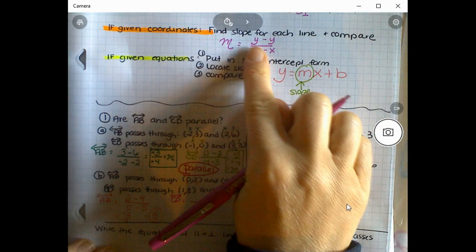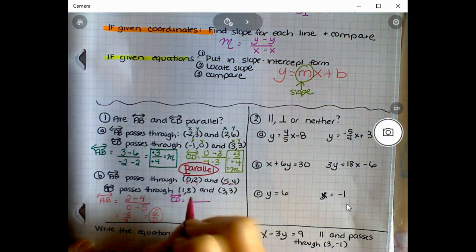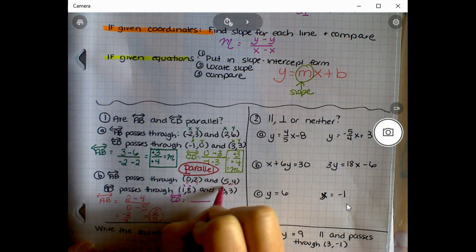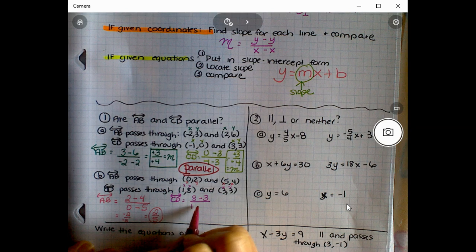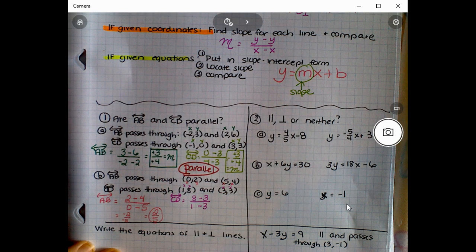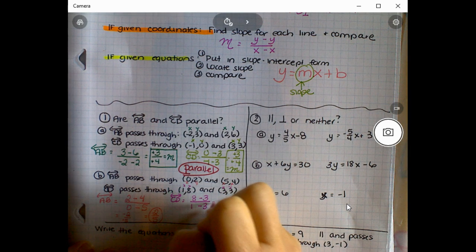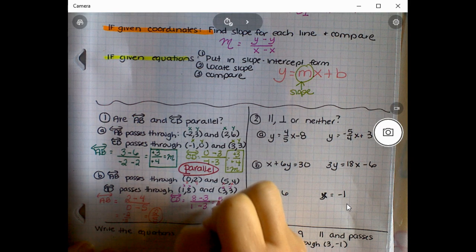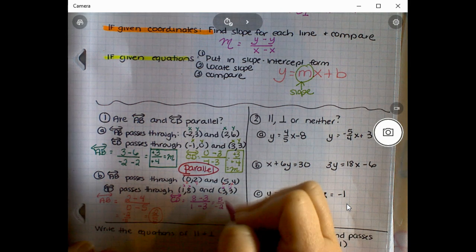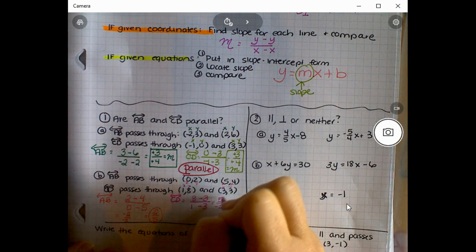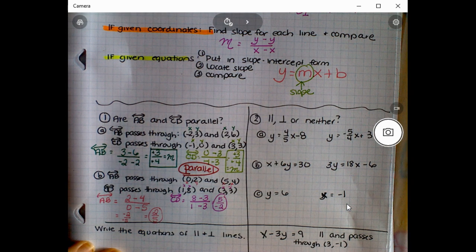Same formula, y minus y over x minus x. X, y, x, y. Y minus y over x minus x. Okay? 8 minus 3 is 5. 1 minus 3 is negative 2. There's one positive, one negative, so this is the slope.